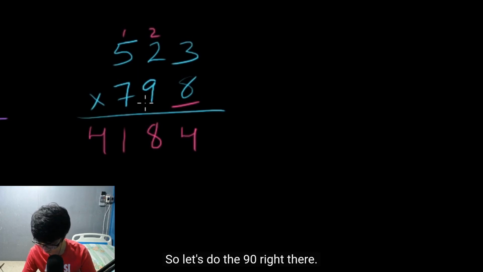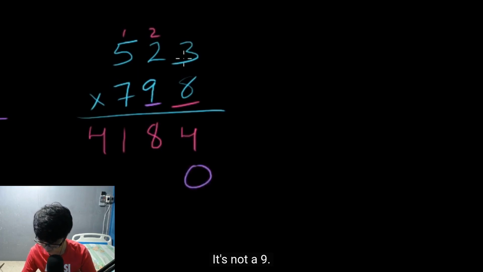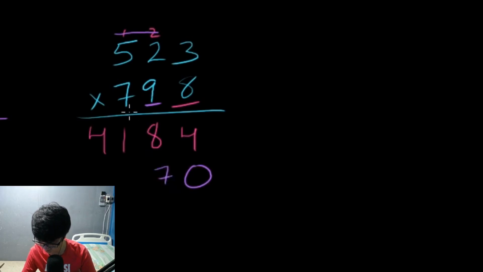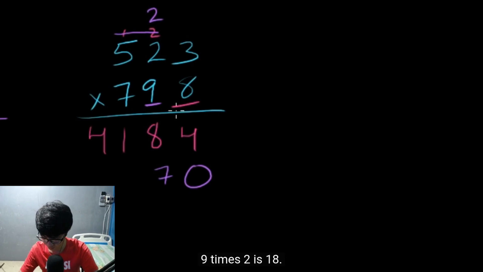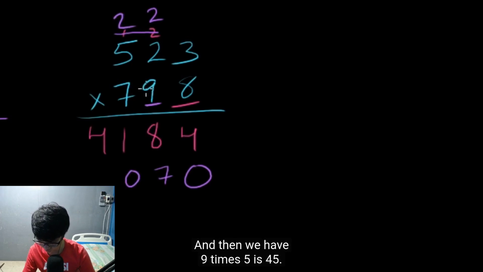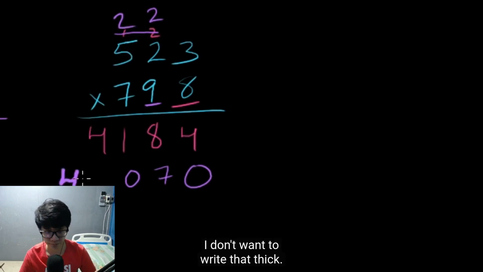So let's do the 90 right there. So it's a 90. So we'll just stick a 0 there. It's not a 9. So 9 times, and let's get rid of these guys right there. 9 times 3 is 27. 9 times 2 is 18, plus 2 is 20. And then we have 9 times 5, plus 2 is 47. I didn't want to write that thick.